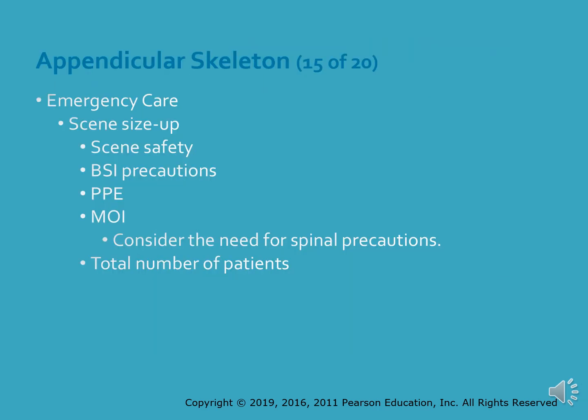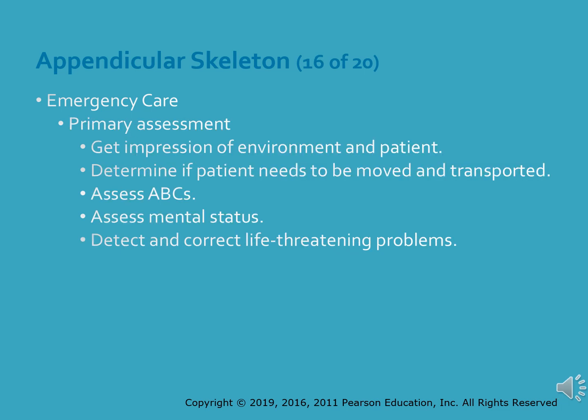During your emergency care, you're going to do your scene size up, you're going to do your scene safety, your BSI precautions, your PPE, and look to see what the mechanism of injury is. At this point, you're going to consider the need for spinal precaution and then the total number of patients you have to know if you need additional resources. During your primary assessment, you're going to get impression of the environment and the patient, determine if that patient needs to be moved and transported, assess ABCs, assess the mental status, and detect and correct any life-threatening problems.